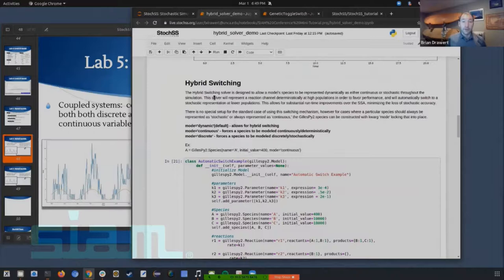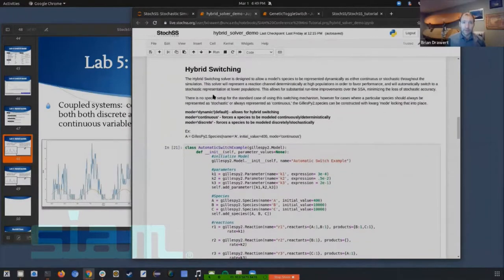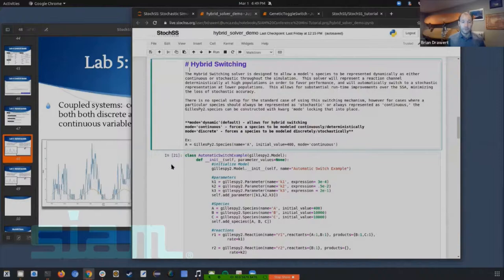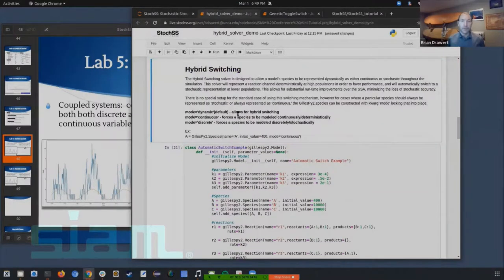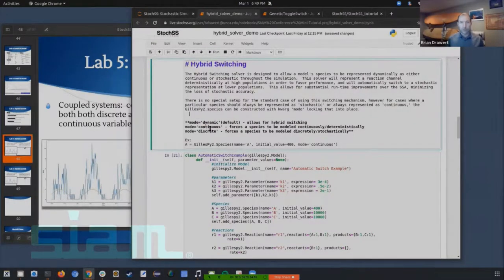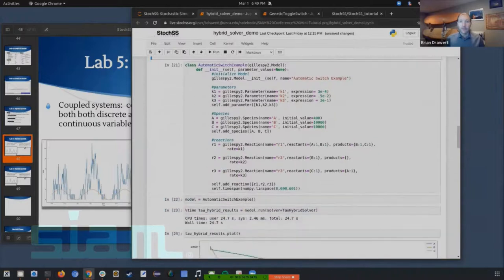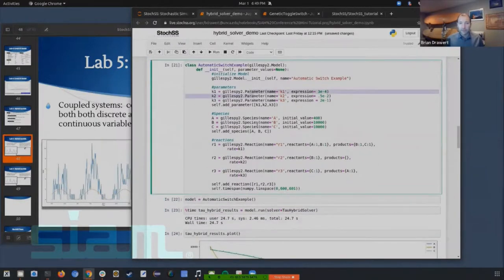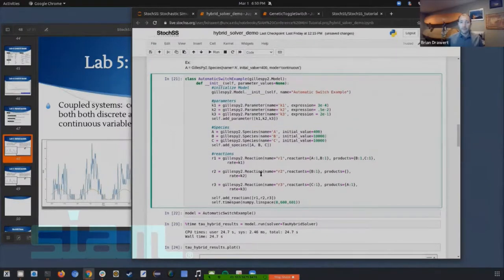All right, running low on time here, so I'm going to try to go a little bit quicker through this. So this is our hybrid switching. For modes for variables, you can choose to be continuous or discrete or dynamic. Dynamic is the default. And we see here, we're going to have three parameters, three species, and we're going to leave all of these as dynamic species. And then I have my reactions. A plus A goes to B plus C. I have a B that goes to nothing, and I have a C that goes to an A.